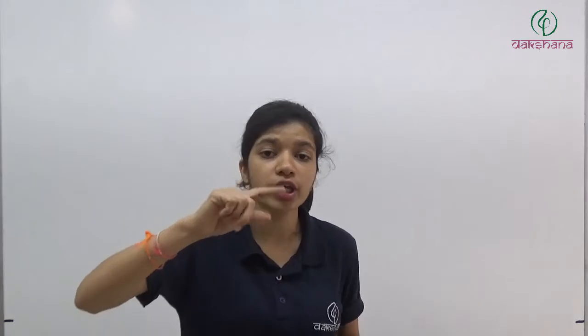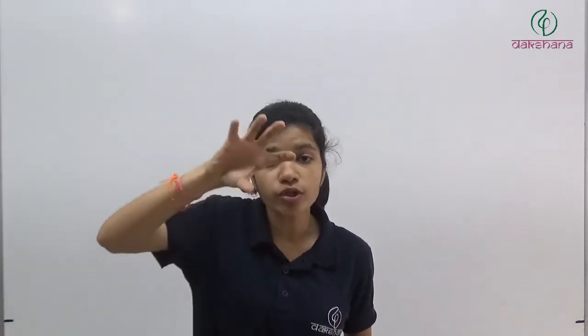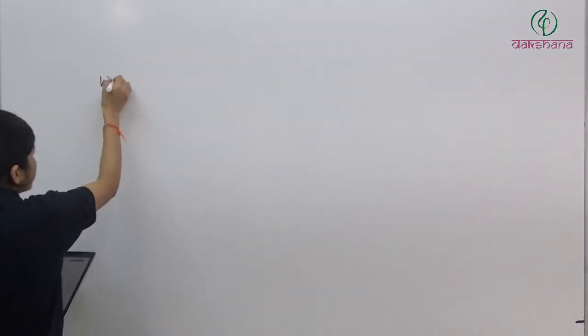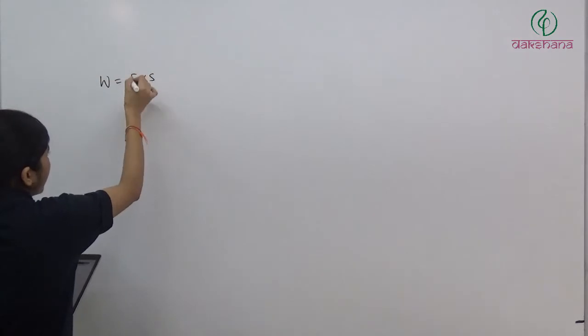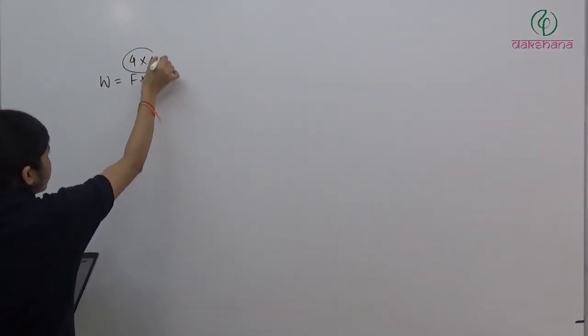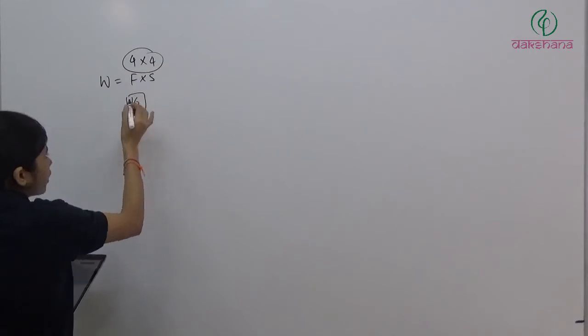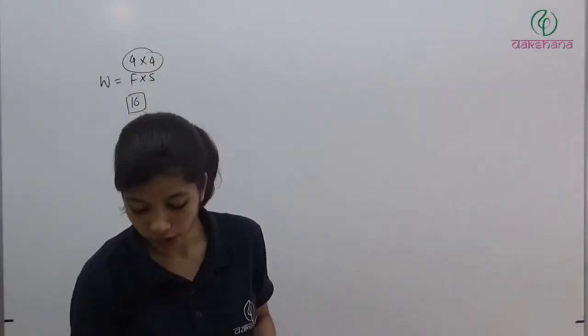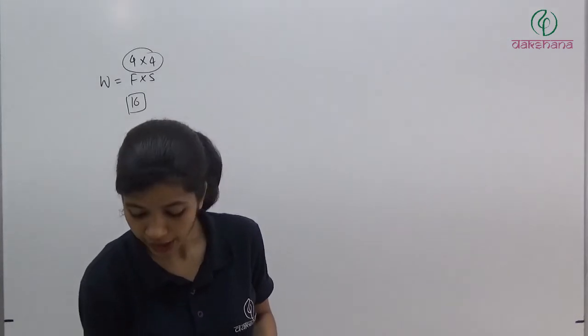So if you are making unit of force 4 times and unit of length 4 times, it means unit of force 4 times, unit of displacement 4 times. Both are in multiplication, W is equal to force into displacement. This has become 4 times, this has become 4 times, and there is a multiplication, so the whole thing will become 16 times. Clear? So unit of work done is now 16 times of the initial unit.